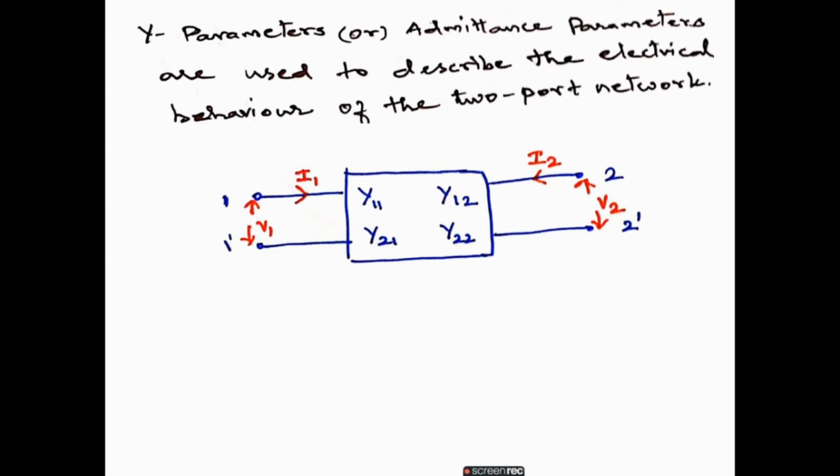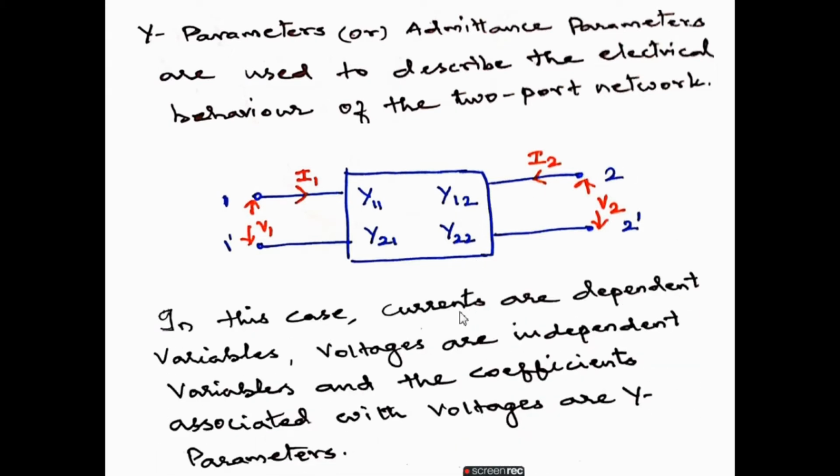In the previous case, Z parameters, we normally open circuited the ports and found impedance parameters. In this case, we are going to short circuit the ports and find the Y parameters. Hence, we can say that currents I1 and I2 are dependent variables, and voltages are independent variables, and the coefficients associated with the voltage are called Y parameters.